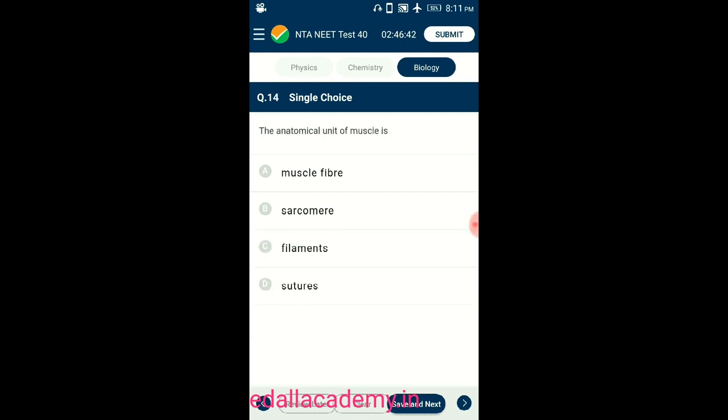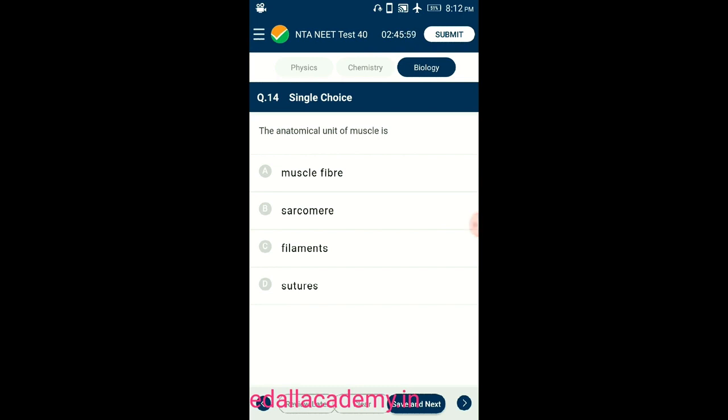Question number 14. The anatomical unit of muscle is. Myofibrils are assembled of repeated structures called sarcomeres, that is the smallest functional unit of muscle fiber. However, a single muscle cell has many myofibrils. It is generally called muscle fiber units. Each sarcomere is composed of actin, called thin, and myosin, called thick filaments, arranged in the precise order, and protein complexes that support the filament structures.